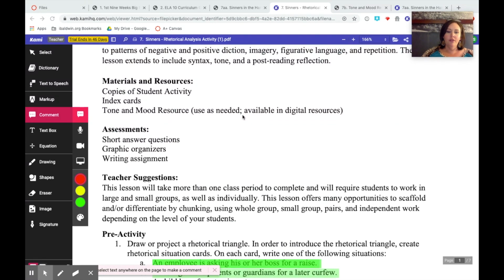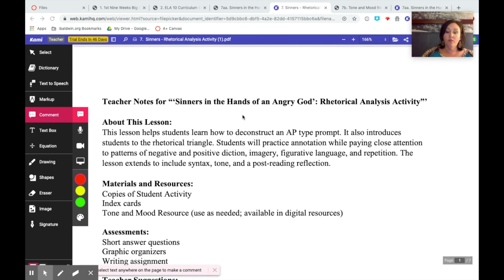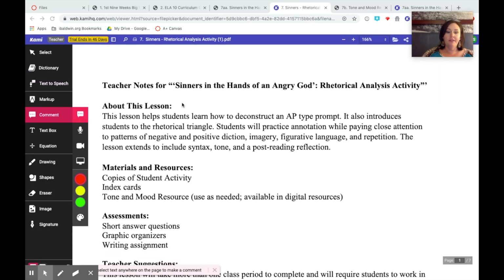Just like all the other lessons, we have the same format. We'll always start with teacher notes, and you have some background information about the lesson. It teaches how to deconstruct an AP style prompt. And while that's really important for the kids who are heading to AP Lang and AP Lit, it's also important for all students to be able to understand the way that arguments are put together so that they're able to eventually write their own strong argumentative essays.